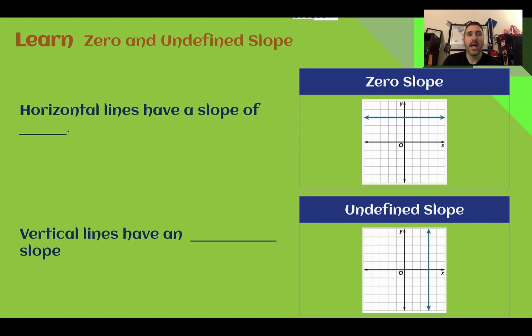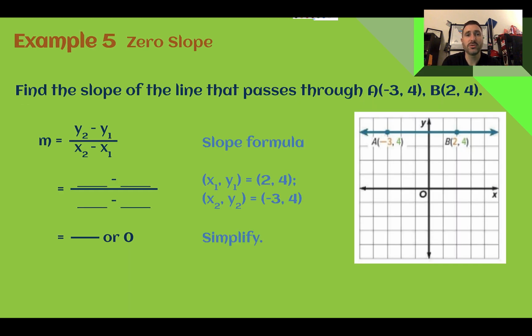Let's learn zero and undefined slopes. So far, the slopes we've looked at either had a positive slope or a negative slope. Sometimes, though, you are going to get either horizontal lines or vertical lines, and they have neither a positive nor a negative slope. Horizontal lines have a slope of 0 because it is not going up or down at all. The change in y is 0 for every time that you go over. Vertical lines, on the other hand, have what's called an undefined slope, and we'll look at why that is in one of the examples.